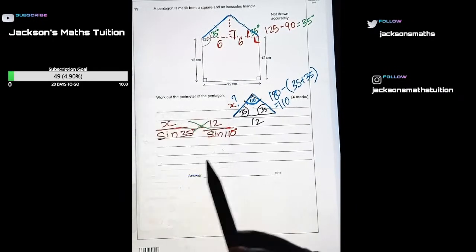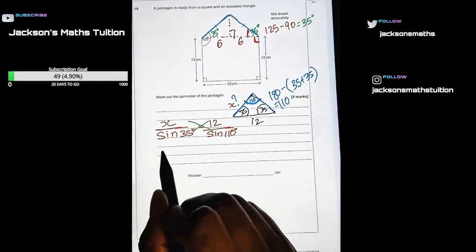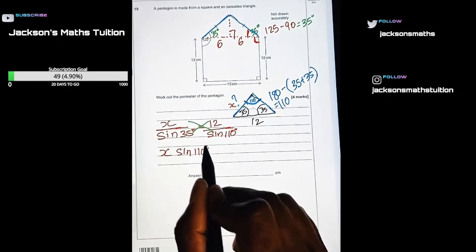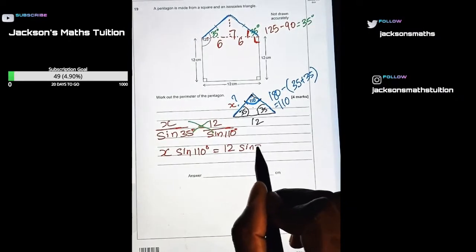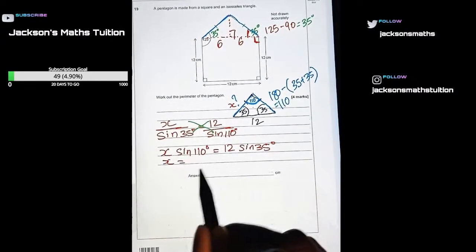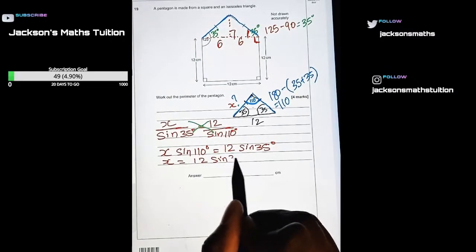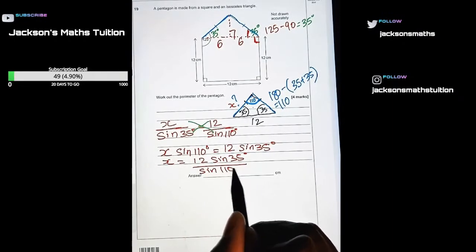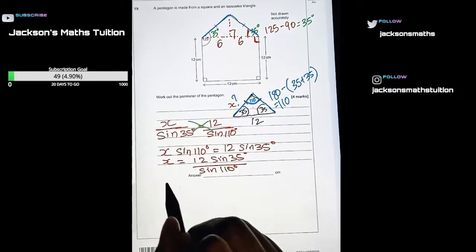And in cross multiplying, we're going to do x sine 110. And that is the same thing as 12 sine 35. Okay, so to get x now, you're going to divide both sides by sine 110. So it's 12 sine 35 divided by sine 110 degrees. Just put all of this on the calculator and it gives you the value of x.